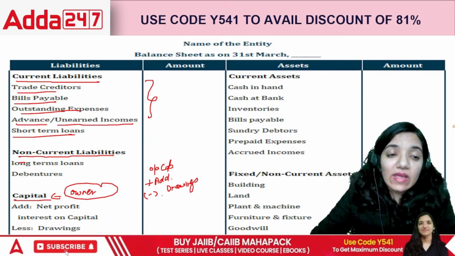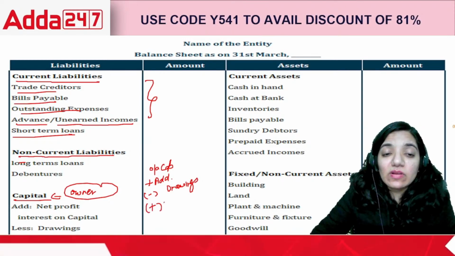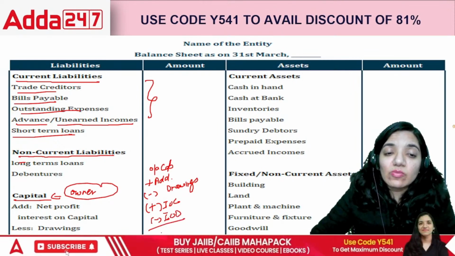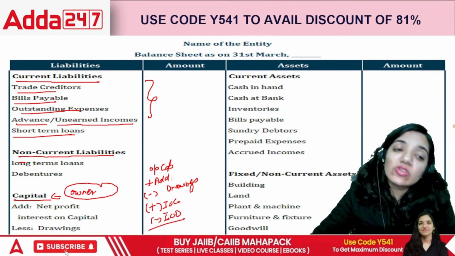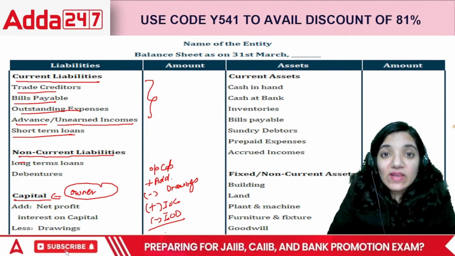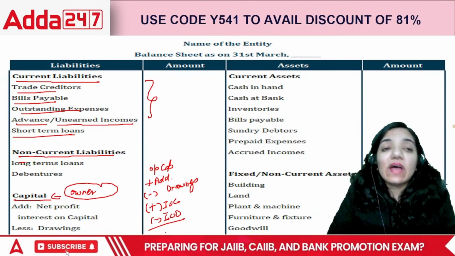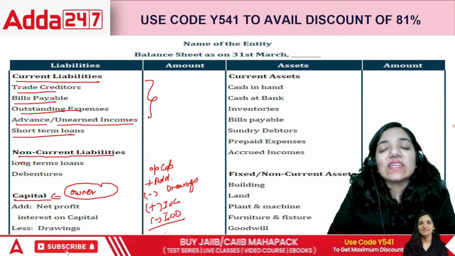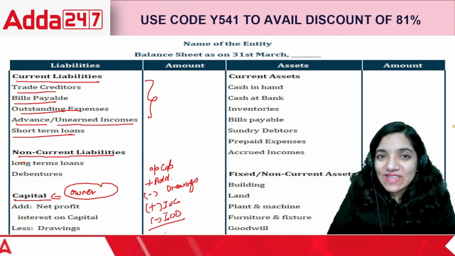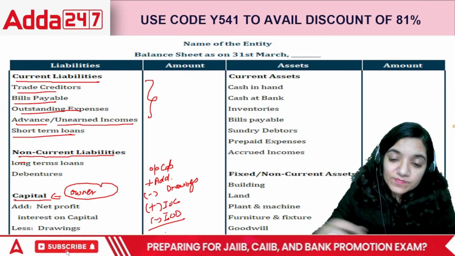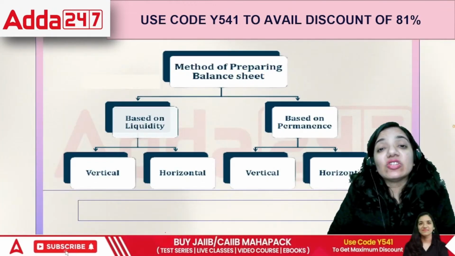Then if there is any interest on capital, it is added. Interest on drawings, it is subtracted. So there we get either a profit or a loss. So that's what we define as capital there, right? So this is what we call the assets and the liability side of the balance sheet. The balance sheet does not have a debit and credit side, as it's a statement, not an account. So this is it. And this is how a balance sheet looks like.